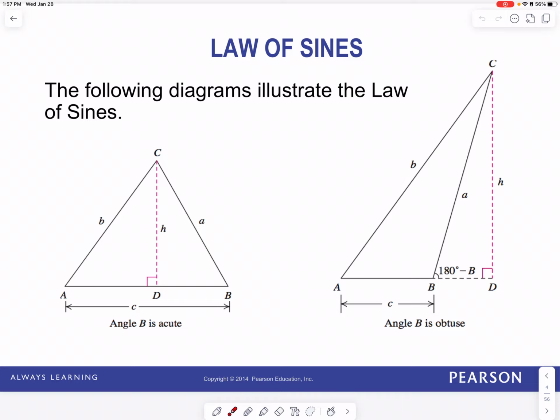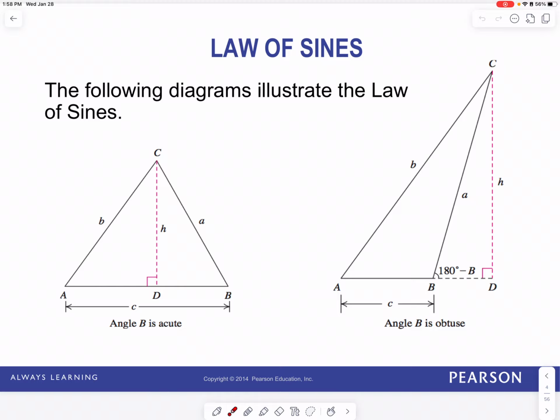So we have triangle ABC. Opposite of each angle is its corresponding side. Opposite angle A is side a, opposite angle B is side b, and opposite angle C is side c. This h is the altitude, or the height, of our triangle. I think D is this point here, so then we have this segment AD and this segment DB.